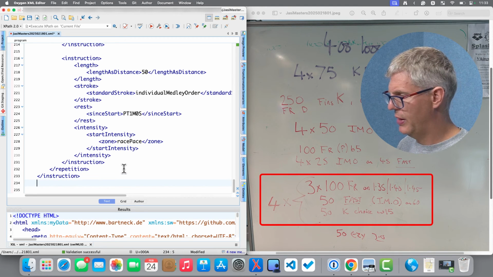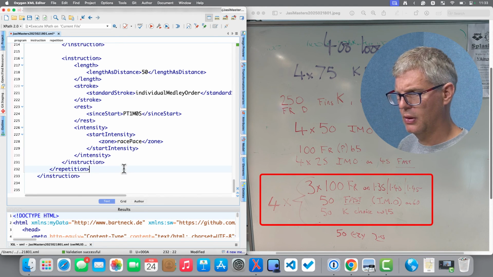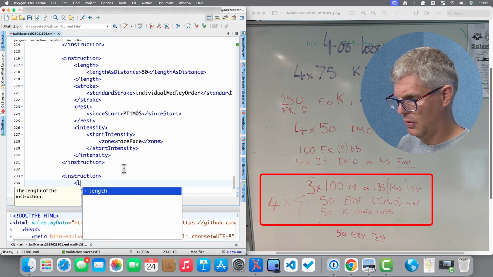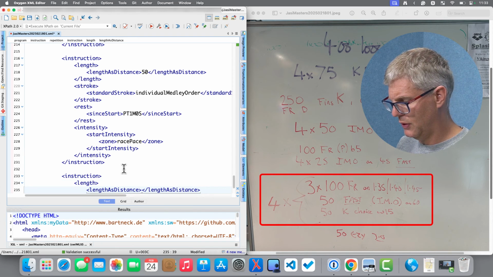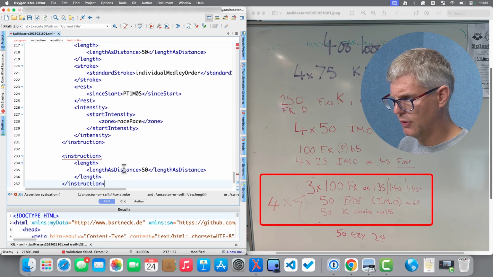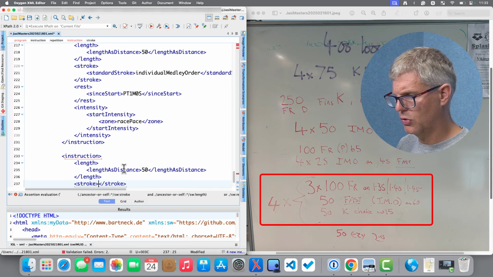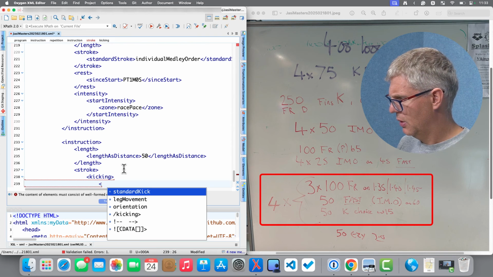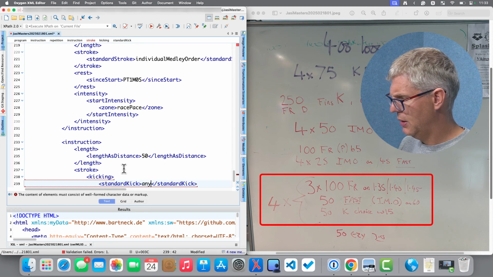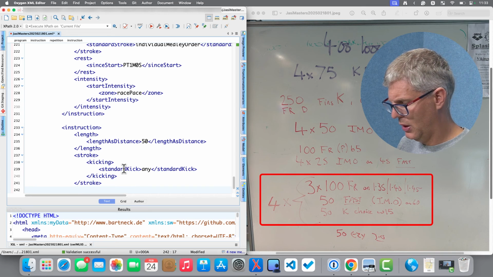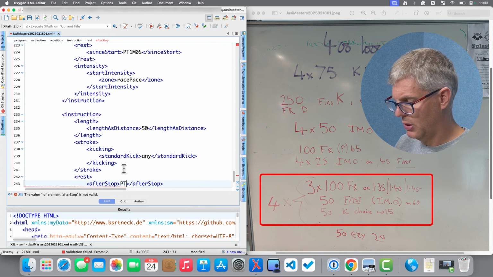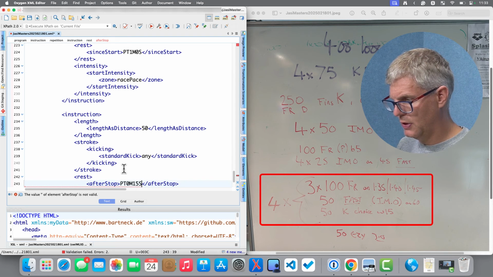Now, one last 50, which is length as a distance, 50 meters, kick choice 15. Okay, so stroke is kicking, standard kick any, and we have a rest period after stop of 0 minutes 15 seconds.